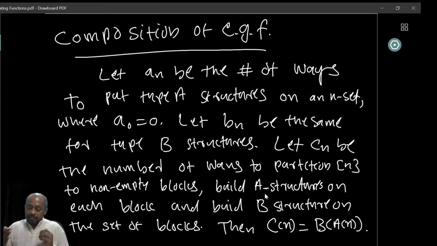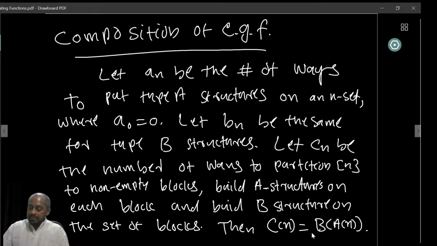So we are partitioning the set into non-empty blocks and building type A structures on each of the blocks, and then the collection of these objects we are putting in a type B structure. In this case, the claim is that the exponential generating function C(x) is the composition B(A(x)). So we substitute A(x) for x in B.